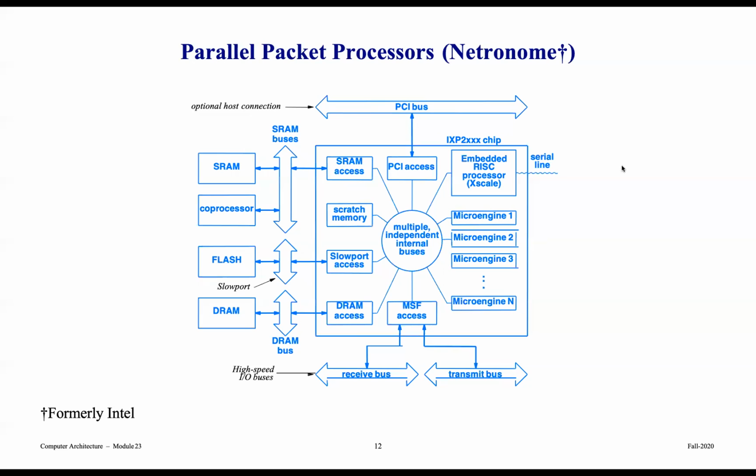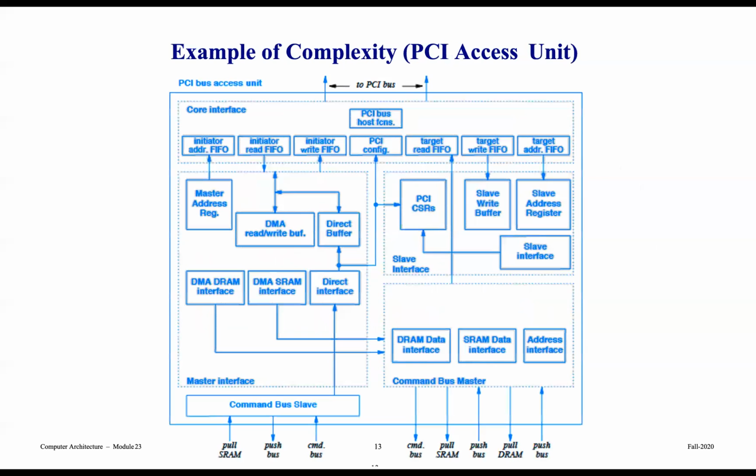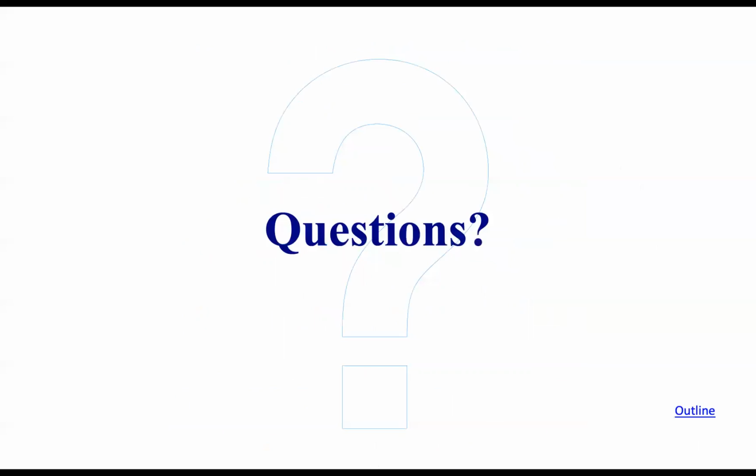Here is a parallel packet processor example. And here's an example of the complexity of a PCI access unit. That part was just trying to give you a little more insight into some of the instantiations of those hardware designs. And so I'm going to finish this lecture now, and thank you very much.